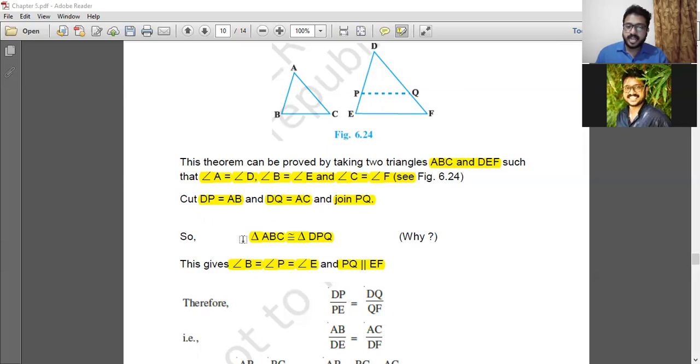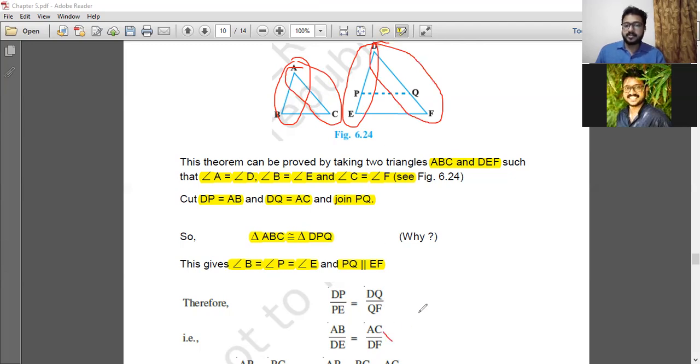Why? Because triangle ABC is congruent to triangle DPQ, and so I am considering ABC and DEF. So their corresponding sides should be in the same ratio. So I can write, since I am taking the side AB, I can take the side DE. That is, AB by DE is equal to, secondly, I am taking AC. So here I should take DF. AB by DE is equal to AC by DF.